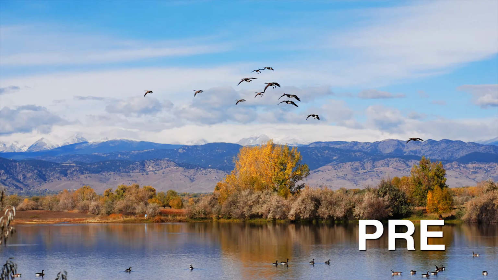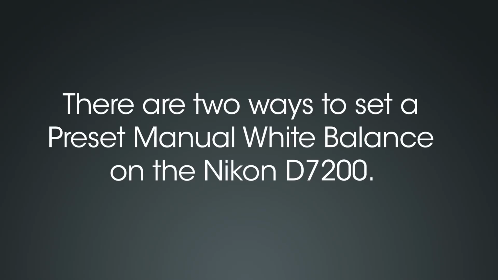Use this setting when you want to manually set the white balance for a specific light source for the best accuracy. There are two ways to set a preset manual white balance. The first method is the direct measurement method, and it's done by taking a picture of a white card or object for the camera's electronics to reference.